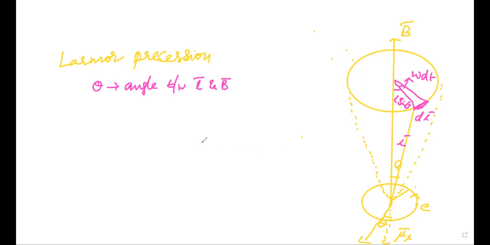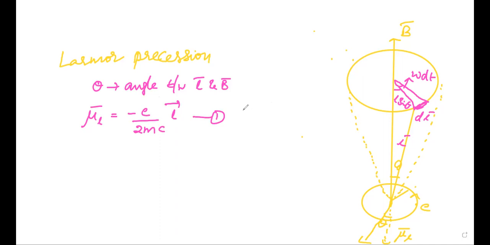The orbital dipole moment mu L bar of an electron is given by minus e by 2mc into L bar, where e is the charge in electrostatic units and the electron mass is m. Here the minus sign indicates that mu L is opposite to L bar.